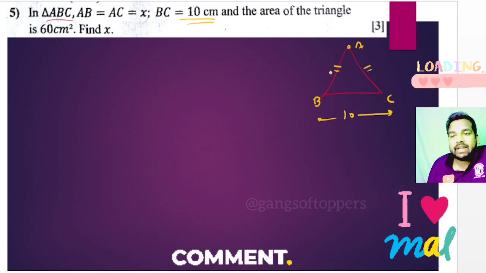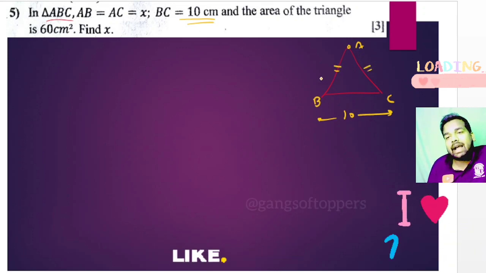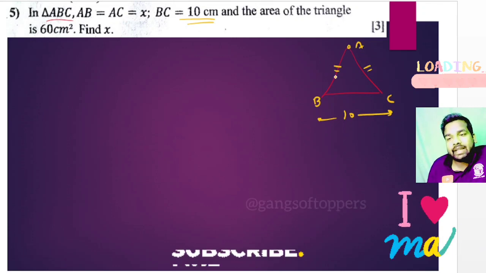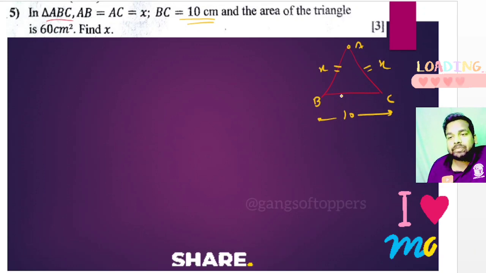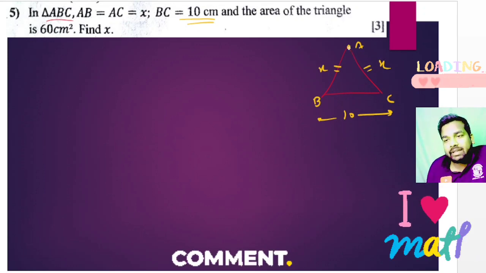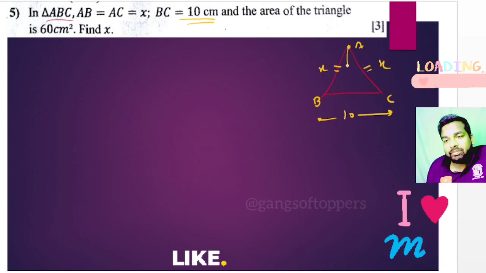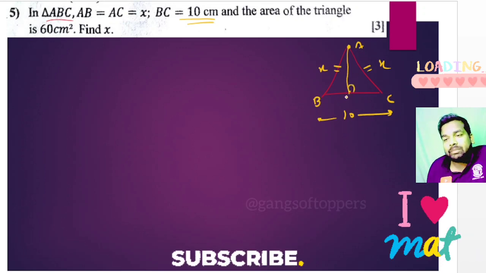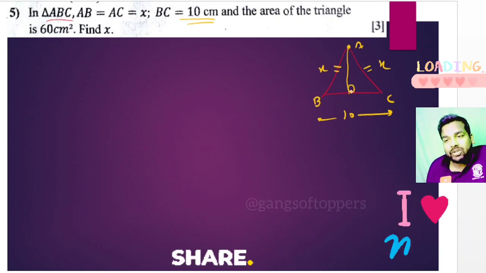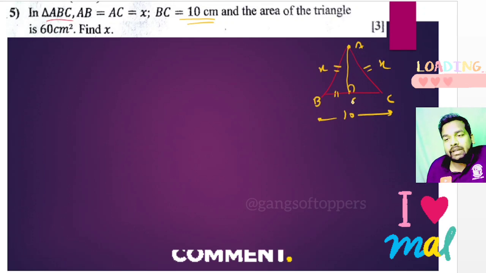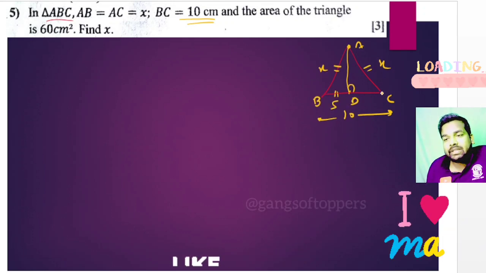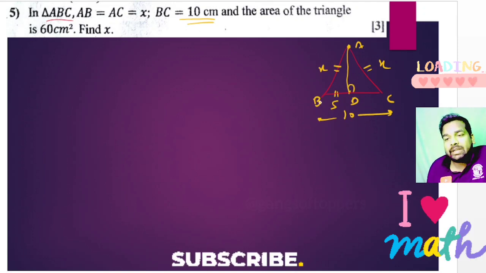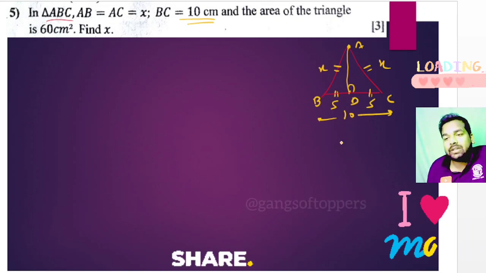This is the isosceles triangle, and it is given that AB is equal to x, so AB is equal to AC, so this is also x. Now from the point A, put the perpendicular and bisect BC. If you bisect BC, you will get this point as D. So it becomes BD is equal to 5 and CD is equal to 5.